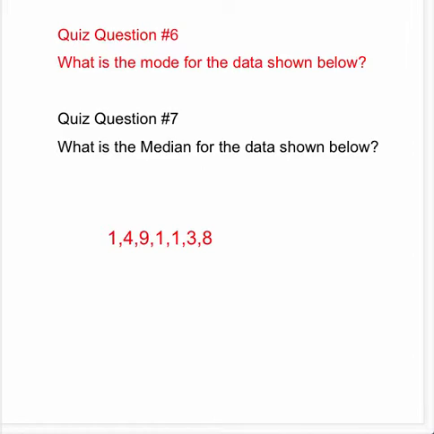Time for that notebook again. Here comes quiz question number 6. I would like you to look at the numbers that are listed below at the bottom of the screen, right here, this section. And I would like you to answer 2 questions about it. Quiz question 6, what is the mode for that data? And quiz question number 7, what is the median for that data? This is your turn to practice. Once you have answered those 2 questions, you may move on with the video.